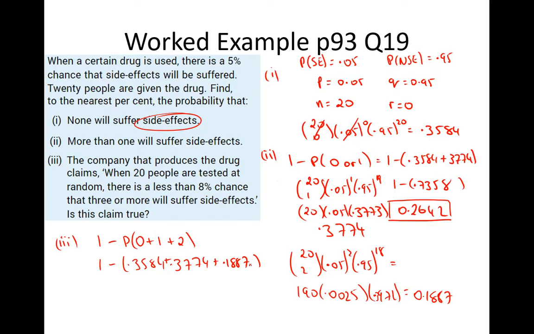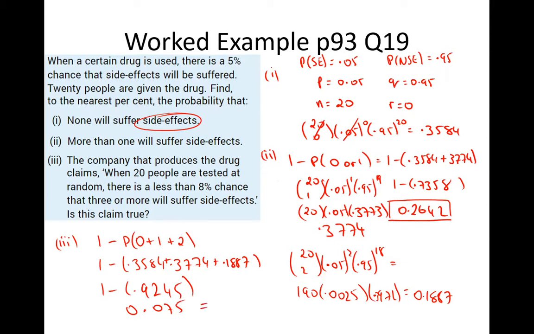Okay, so that goes in here, 0.1887. So we've got to add these three together now, 0.1887 plus 0.3774 plus 0.3584, which is 0.9245. Sorry, 0.9245. So 1 minus that, and the answer comes out as 0.075.